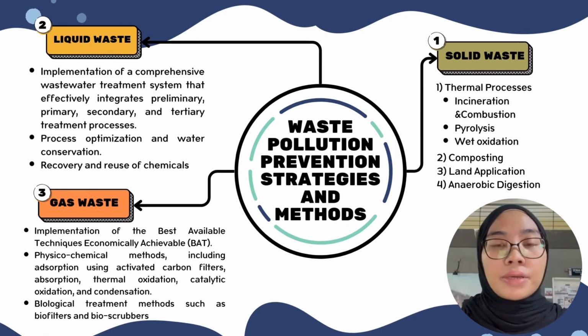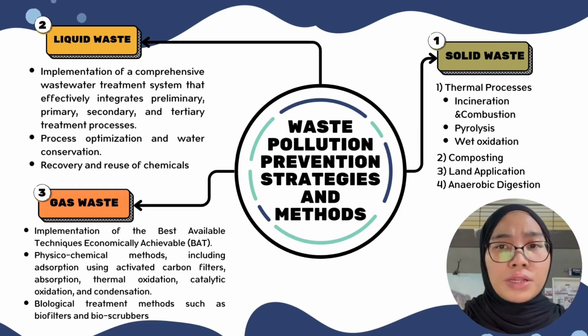The pulp and paper industry generates significant liquid waste, requiring an industrial effluent treatment system (IETS) with 3 main stages: primary, secondary, and tertiary treatment. In primary treatment, physical and chemical methods remove large particles and suspended solids.